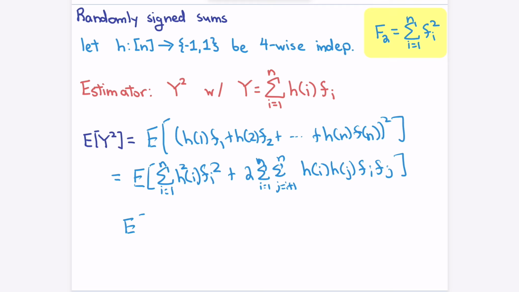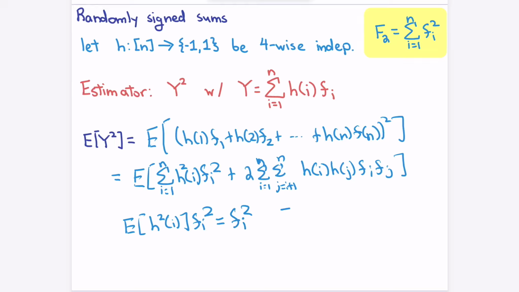So let's look at the first type, the expected value of hi squared fi squared. You can even pull out the fi squared. Okay. What does this equal? Fi squared. The expected value of hi squared was 1 because it's a random sign. Minus 1 squared is 1, 1 squared is 1.